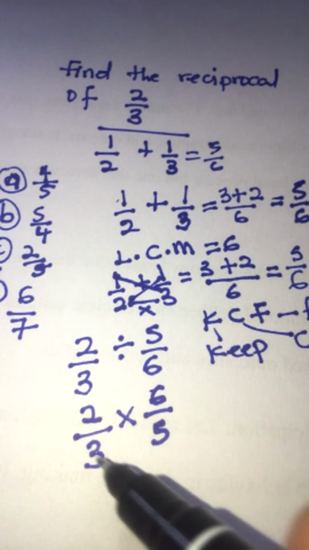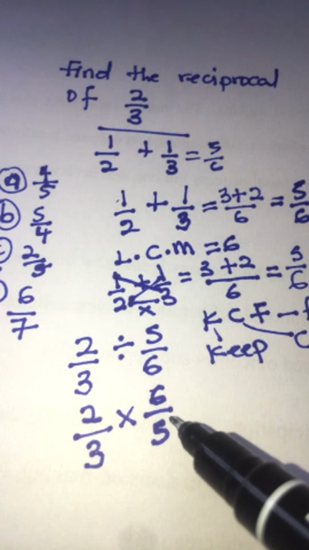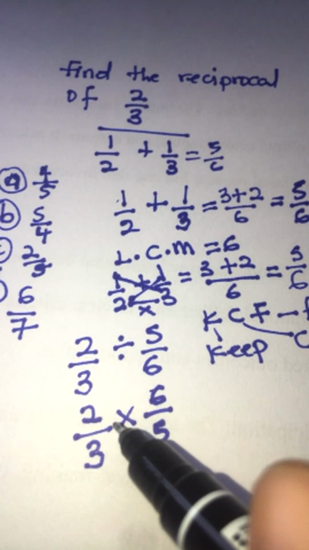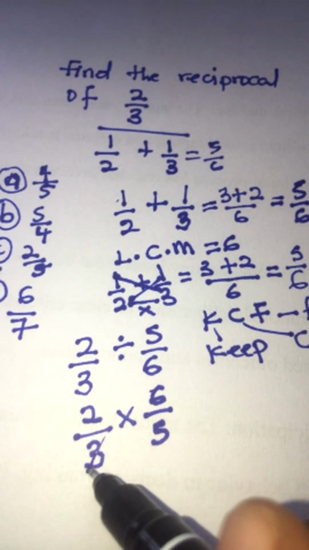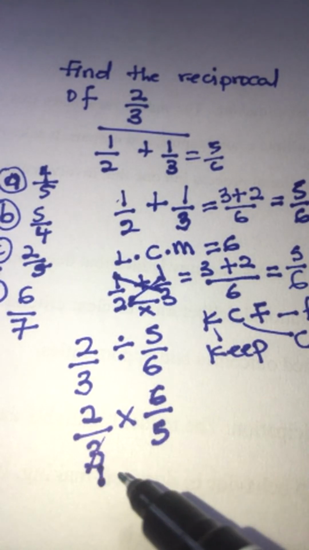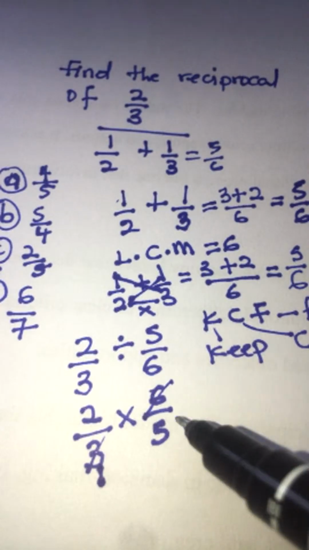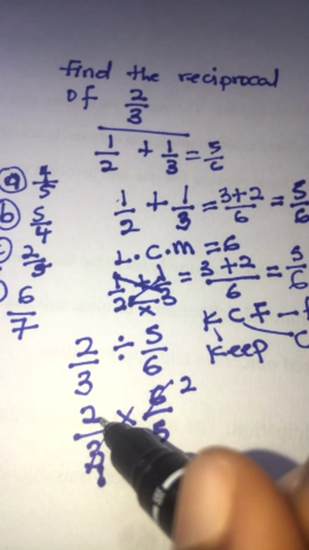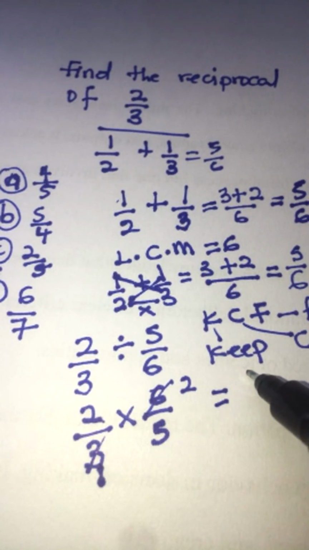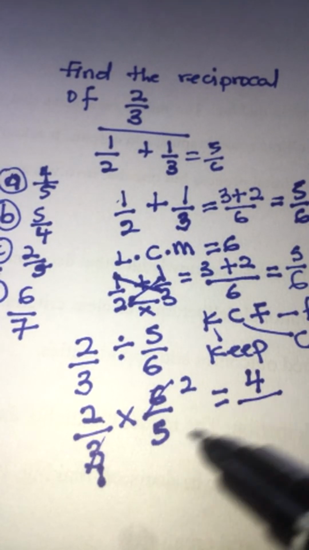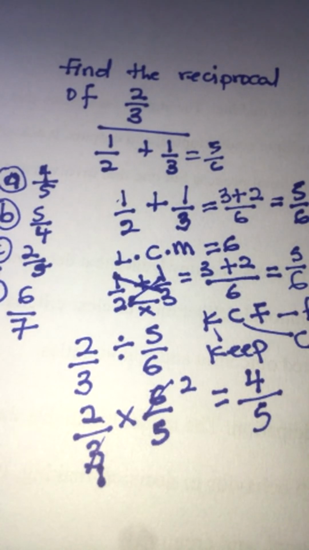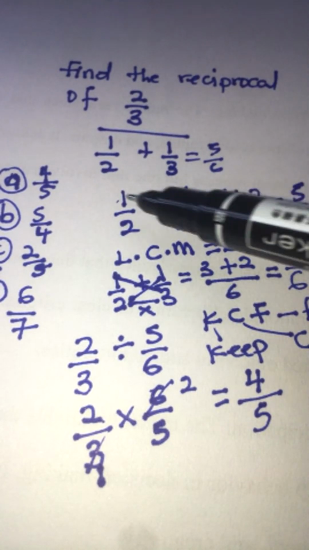So now this is what we have arrived at. What do we do next? The next thing to do, we are multiplying. So this 3 can go into itself 1 and go into 6 2 times. And the 2 times 2 will now be equal to 4 divided by 1 times 5 is 5. So this is the answer for this whole question.